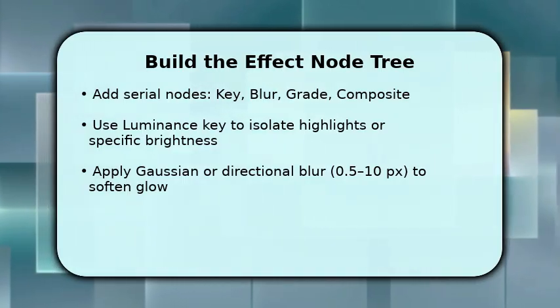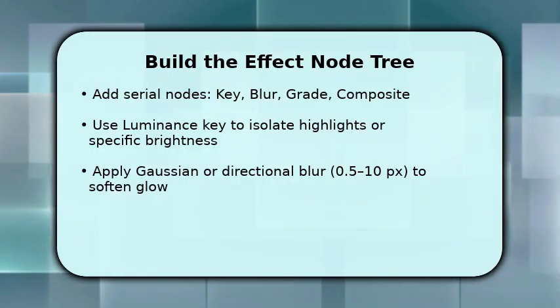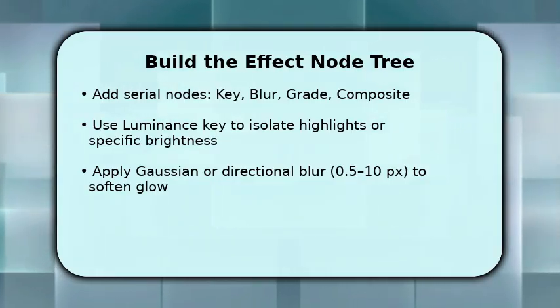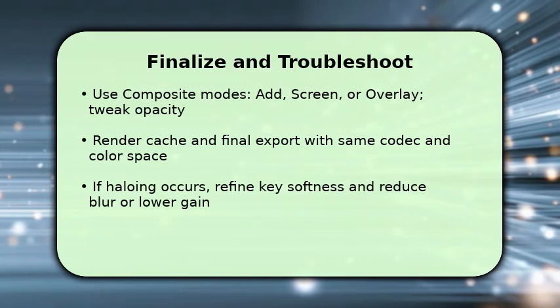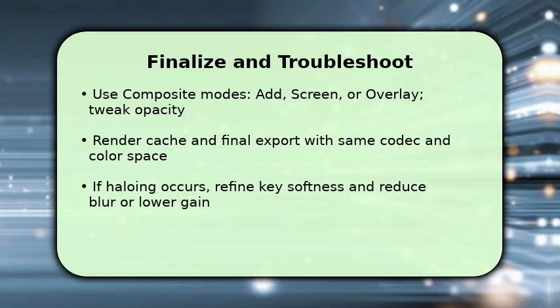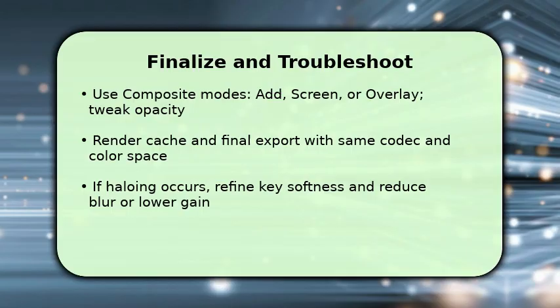Finally, connect a layer mixer or use the edit page with composite mode to blend the processed top clip over the base, adjusting opacity for balance. To finish, test composite modes. Screen or add usually sell the glow. Reduce opacity until the effect feels natural. Then render cache to preview motion and color interactions before final export.